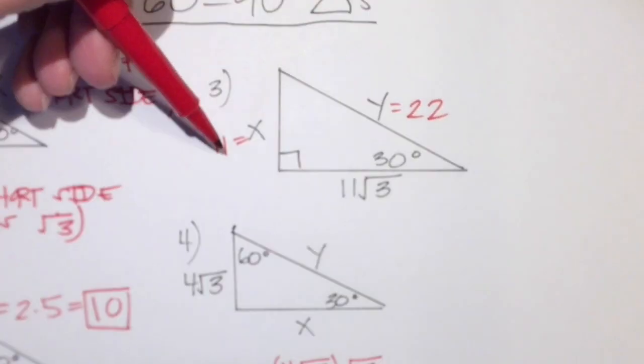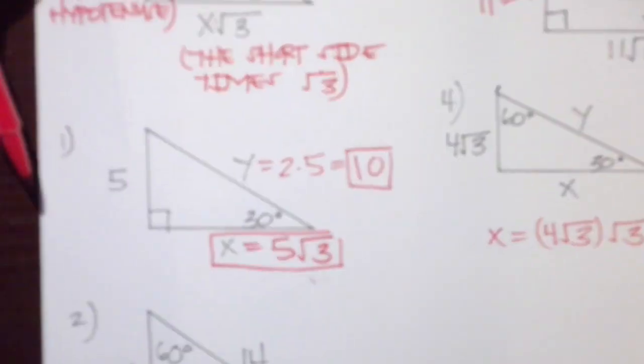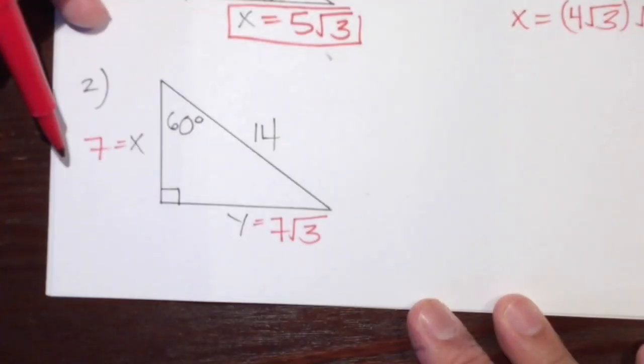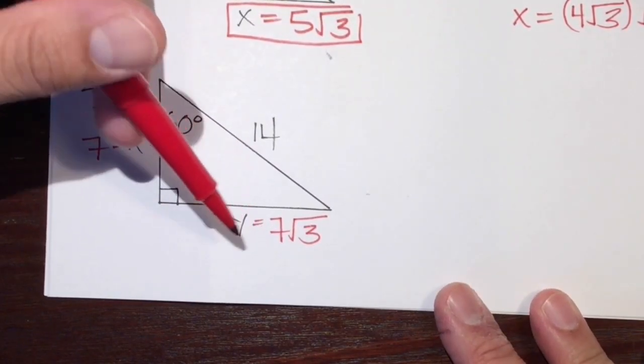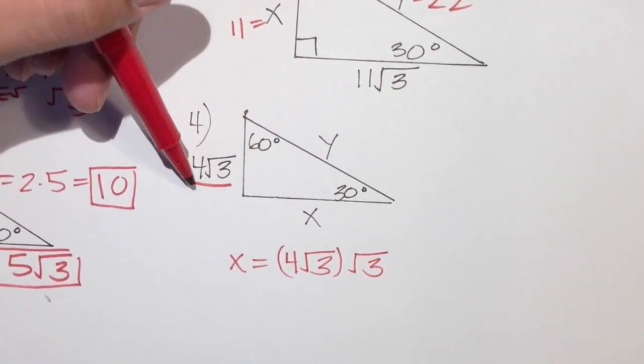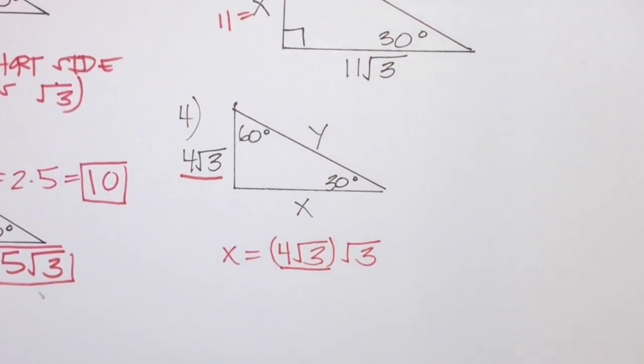Okay, just like how we did with number 3. Whatever was the short side, we multiply it by radical 3. Just like number 1. Just like number 2. Whatever the short side is, multiply by radical 3. So number 4, take the short side, all of it, and multiply it by radical 3.